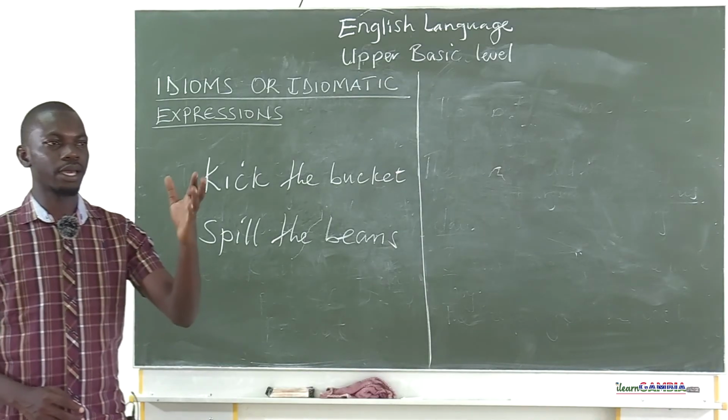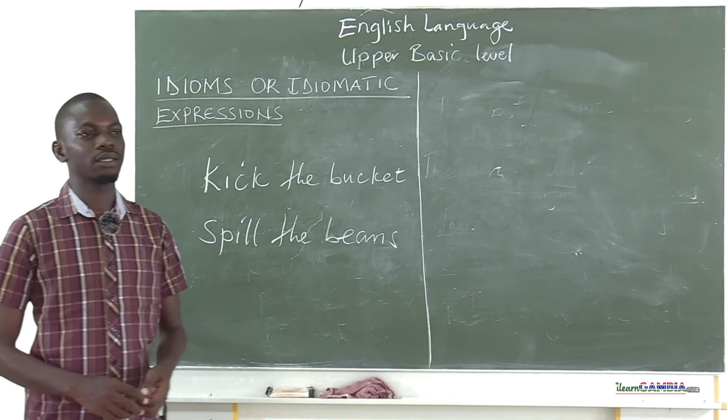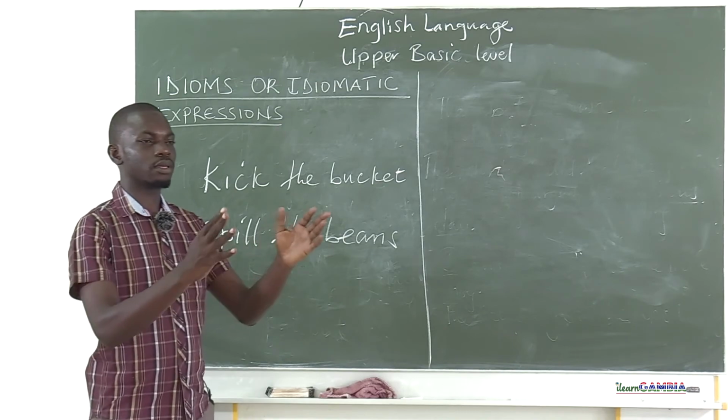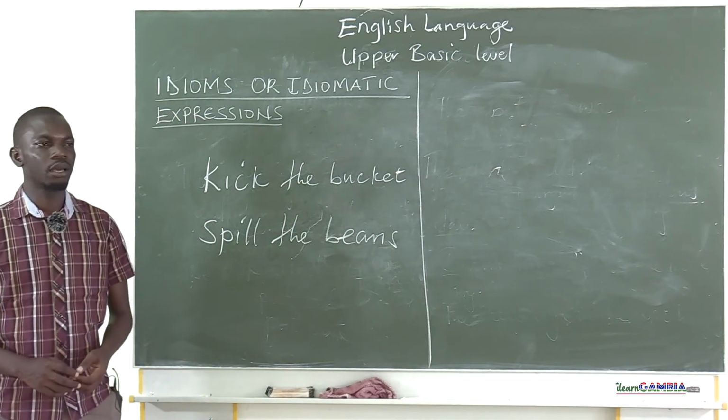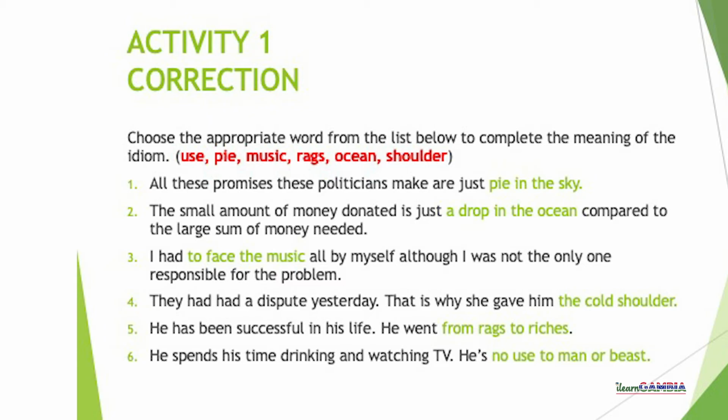Now look at the answers. After doing the activity, you compare your answers with the answers given here. Number 1 says, all these promises politicians made are just pie in the sky. It means something that is not yet here. They are just empty promises. Number 2, the small amount of money donated is just a drop in the ocean compared to the large sum of money needed. So a drop in the ocean means it is very, very little. Very, very small.